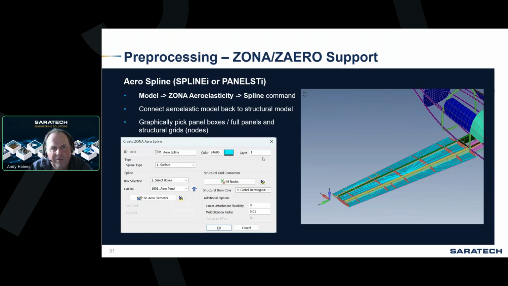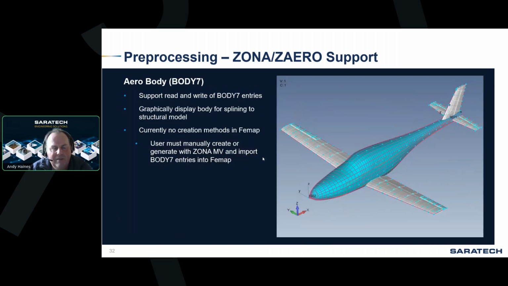With all aero models, you have to spline the aero entities back to the structural model, so you can make a spline and have all the options in there. The body 7, this is very important if you are going to be using this at all, is that we support read and write of the body 7 and graphical display, but there are currently no creation methods in Femap to do this. So you have to manually create it in one of the other ZONA products and then import that body 7 entry into Femap.